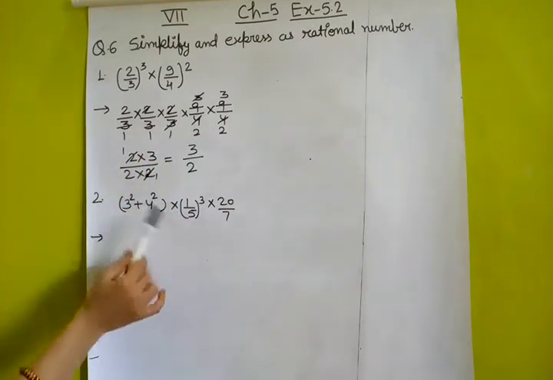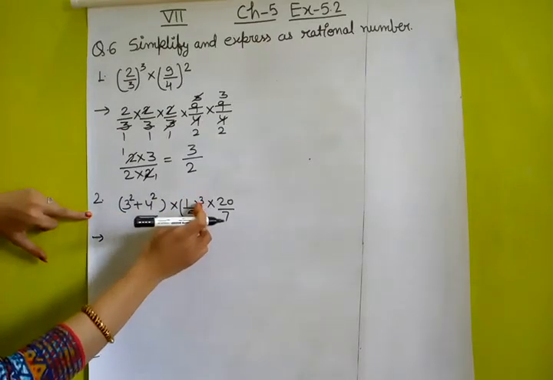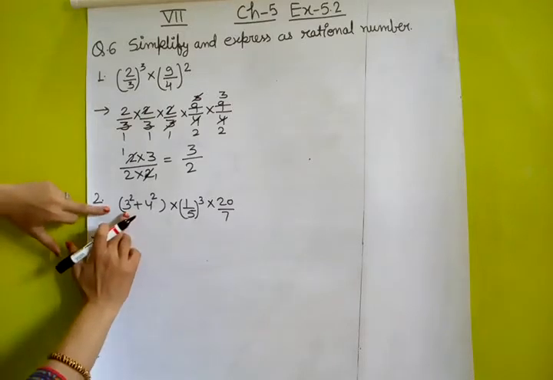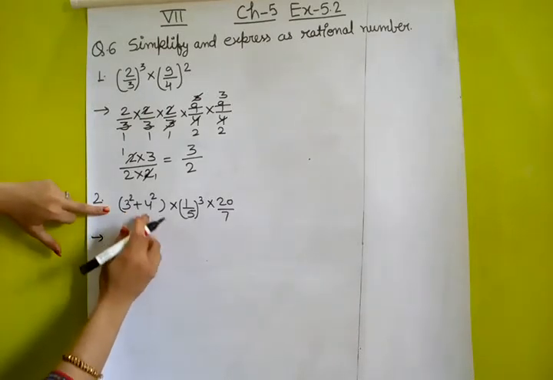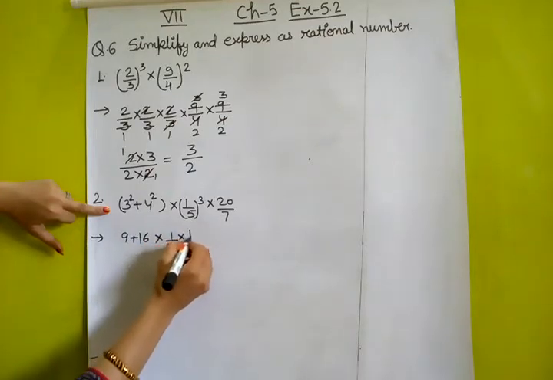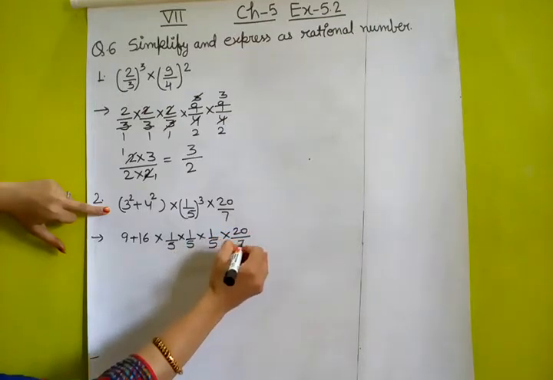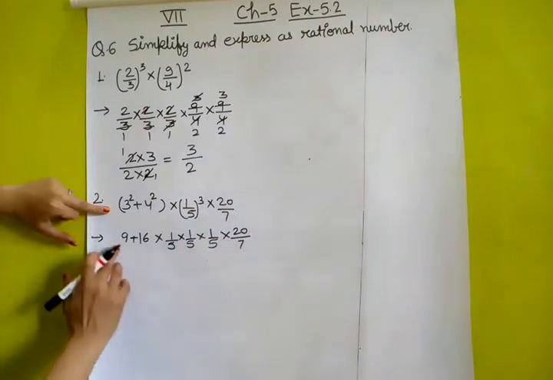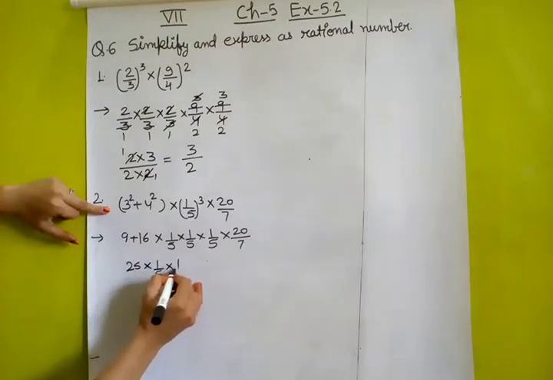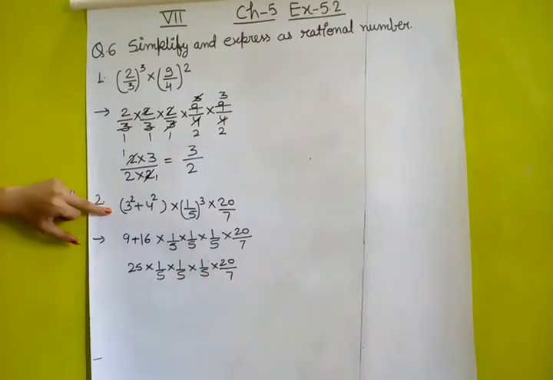Now students, second part, (3 square plus 4 square) in one bracket, multiply (1/5)^3, multiply 20 upon 7. So first of all students, 3 square means 9, 4 square means 16, multiply 1 upon 5, multiply 1 upon 5, multiply 1 upon 5 and 20 upon 7. Now 9 plus 16, it will be 25, multiply 1 upon 5, multiply 1 upon 5, multiply 1 upon 5 and 20 upon 7.